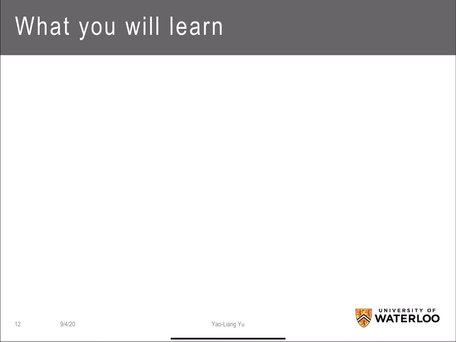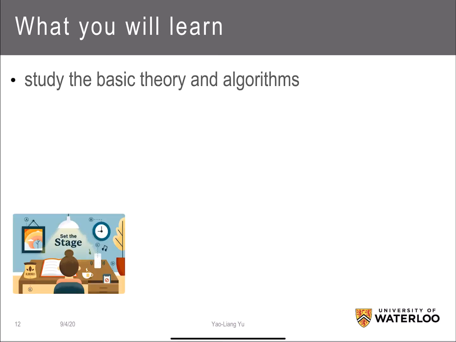Okay, so what you will learn in this course. First, we are going to study the basic theory and algorithms in machine learning. We're going to give you a list of algorithms, and we're going to go through them one by one, understand when they converge, what kind of problem they can solve, what their convergence rate is, and so on and so forth.